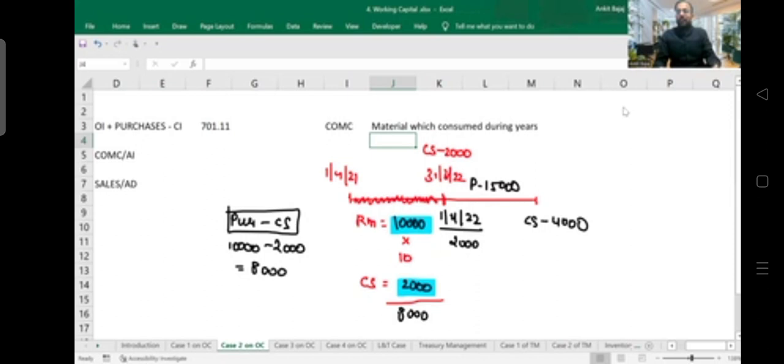Now, in this case, your opening stock is 2,000 units. Opening stock means 2,000 units you already have at the beginning of the year. Then you have purchased new units, that is 15,000 units, right? And at the end, you found that there is a closing stock in your hand of 14,000 units, right? So the formula is going to be opening plus purchase.